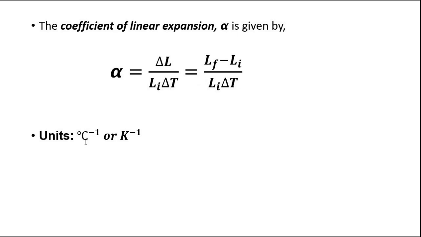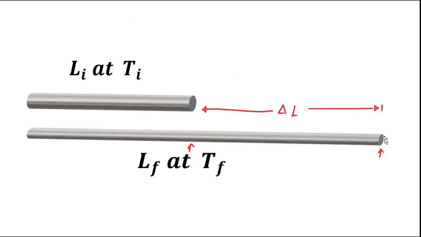It has units of degree Celsius inverse or Kelvin inverse, because in the numerator we have length and in the denominator also we have length. This is change in length and this is initial length, both have the same units. So we are left only with temperature, whether in degree Celsius or Kelvin, in the denominator. So it has units of degree Celsius inverse or Kelvin inverse. So this is linear expansion.